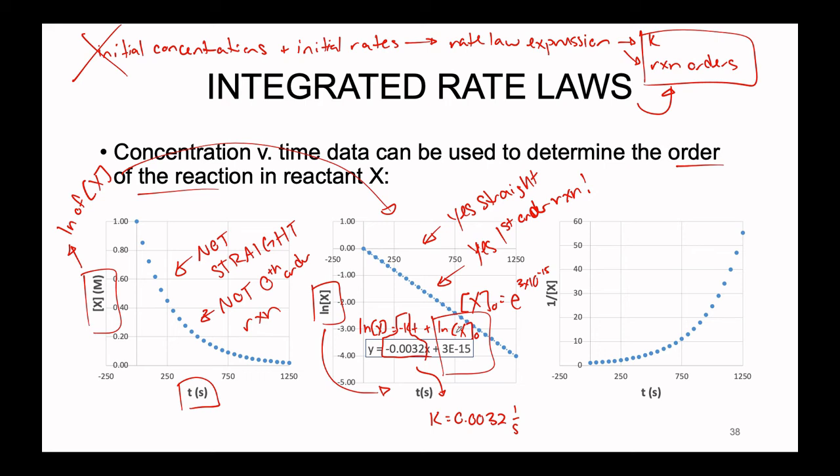Now let's say, just for the sake of comparison, we really want to make sure that this reaction is first order. Even though we already found a straight line, just for giggles, we manipulated our initial data again, not to be natural log, but instead to be inverse. Well, if we take the inverse of our concentrations of X and plot them versus time, we can see again, we do not have a straight line.